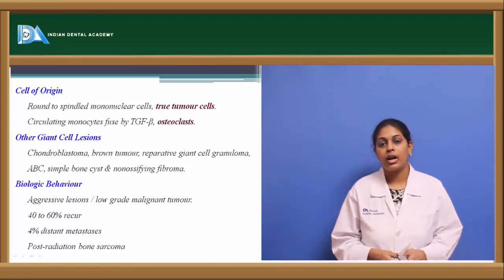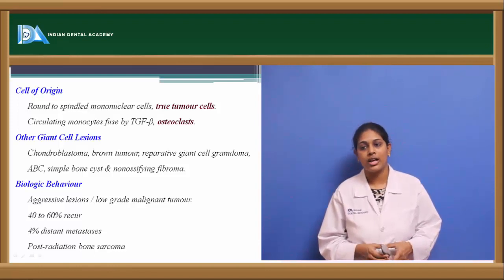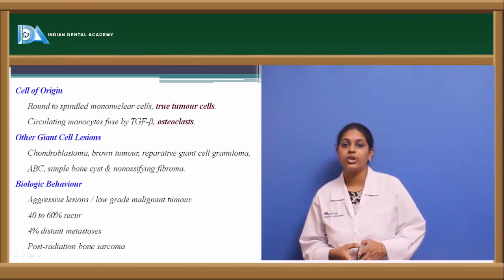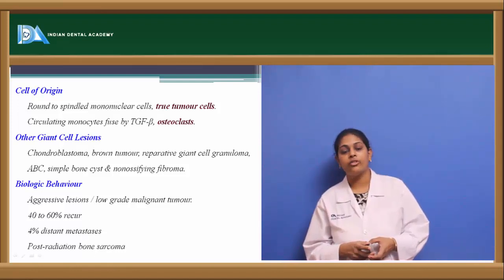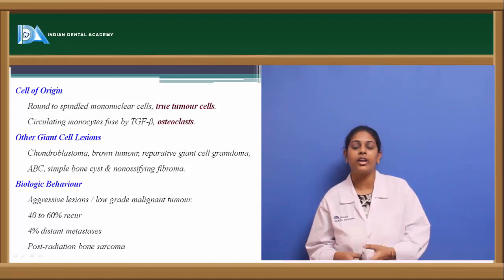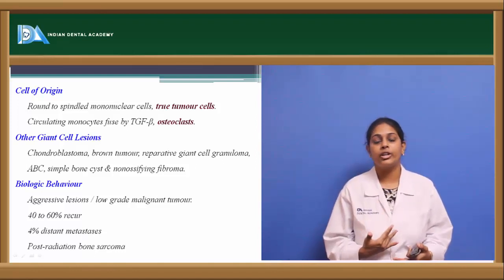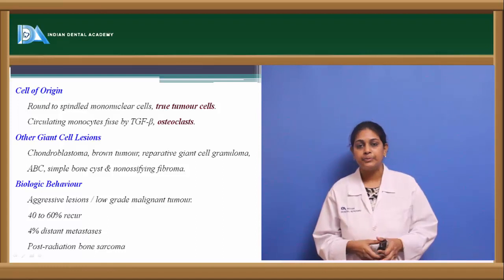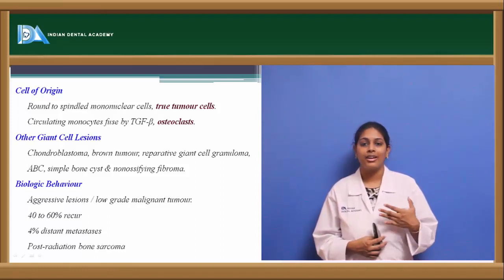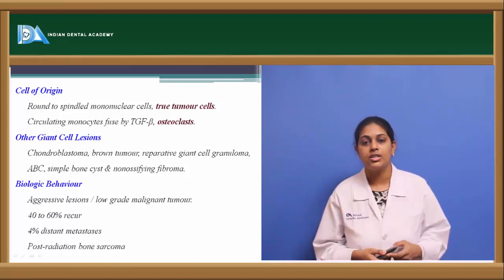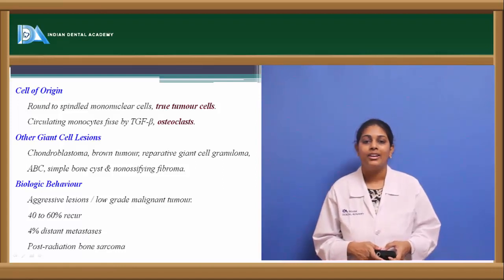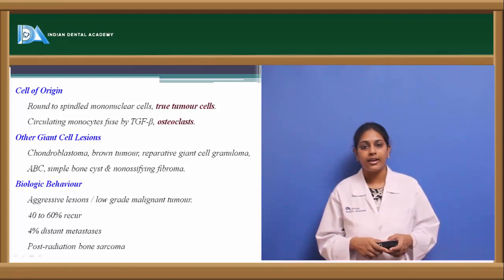Coming to the biological behavior of this osteoclastoma, usually it is an aggressive lesion, a rapidly growing tumor, and it can be malignant. Coming to the malignancy grading, it is a low grade tumor showing only a few anaplastic cells. In the recurrent state, 40 to 60% recurrences can be observed in this osteoclastoma, and it shows distant metastasis. It could be by direct dissemination of the tumor cells, and it shows 4% dissemination.